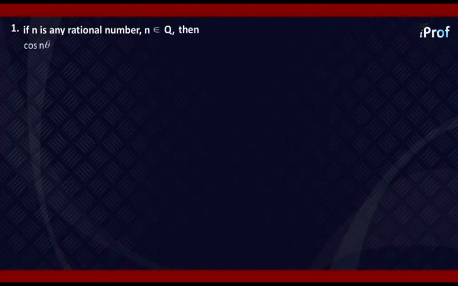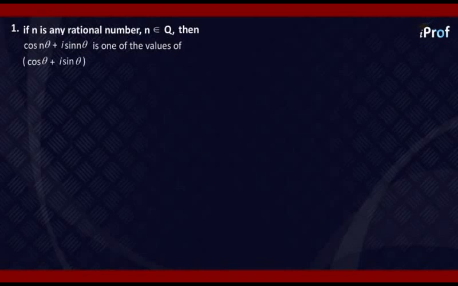We have proved De Moivre's theorem, which states that (cos theta + i sin theta)^n is equal to cos n theta + i sin n theta. Now we have the following properties. First, if n is any rational number, that is n belongs to Q, then cos n theta + i sin n theta is one of the values of (cos theta + i sin theta)^n.